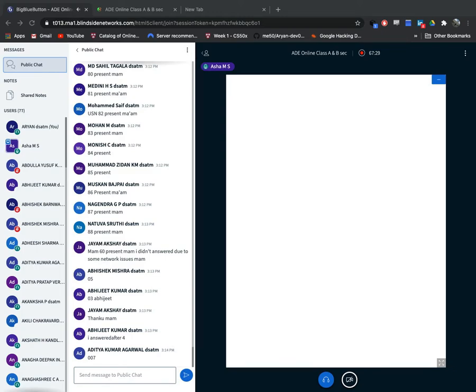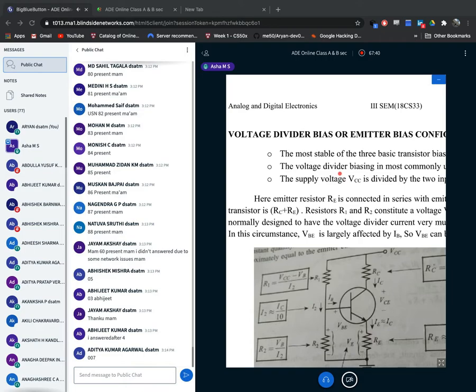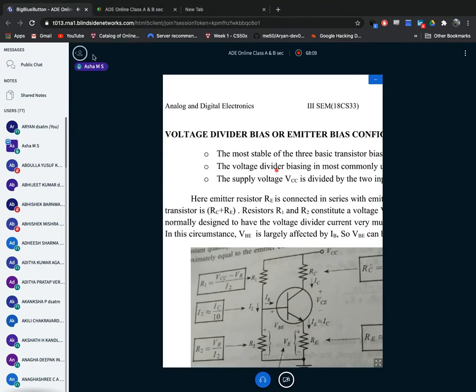So the next biasing circuit, the third one, is voltage divider bias, or emitter bias. Guys, be careful. All these three biasing circuits have two terminals: fixed bias or base bias, collector to base bias or feedback bias, and this voltage divider bias or emitter bias configuration. So don't get confused. They may give any name in the examination.